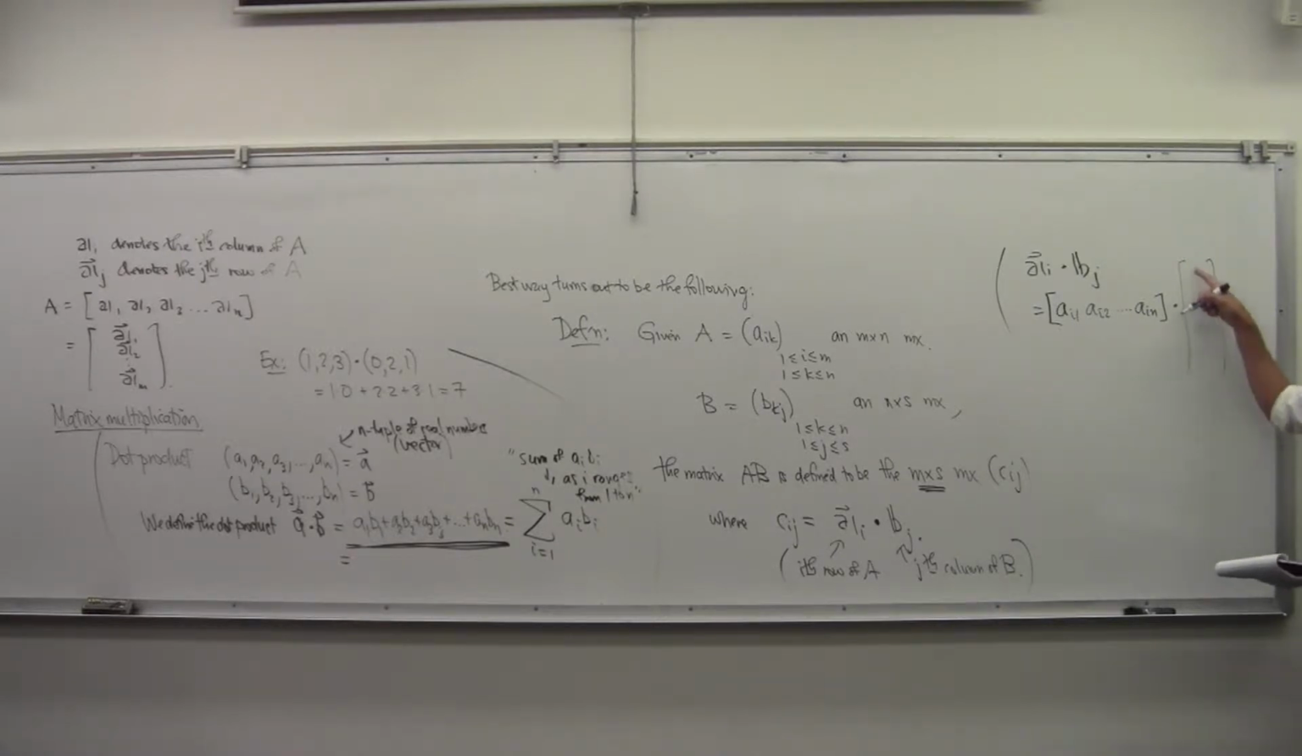How do you describe the jth row of B? Just so you get familiar with the notation. Just write it down. Take 30 seconds, write it down.